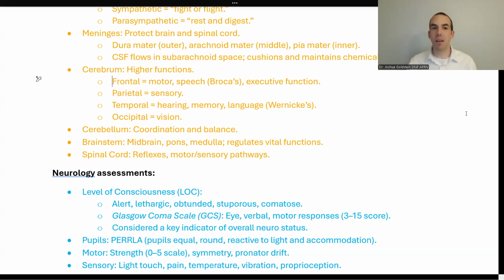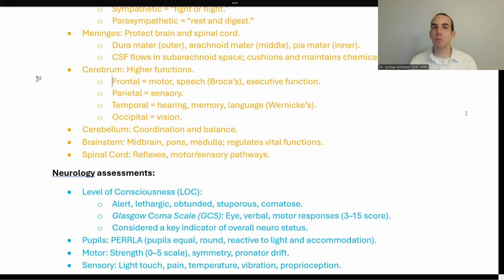Next, we have the cerebellum. Students often confuse these. The cerebellum is responsible for coordination and balance. Next, we have the brainstem. The brainstem includes the midbrain, the pons, the medulla, and this regulates much of our vital functions such as breathing. And then finally, we have the spinal cord that's responsible for getting messages to the brain, out from the brain to the rest of the body, and from the body back up to the brain.